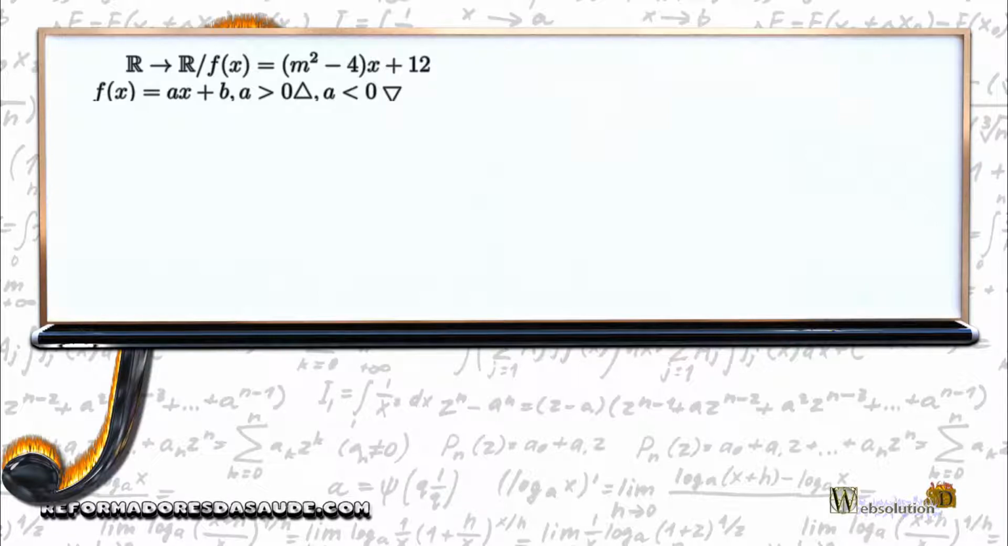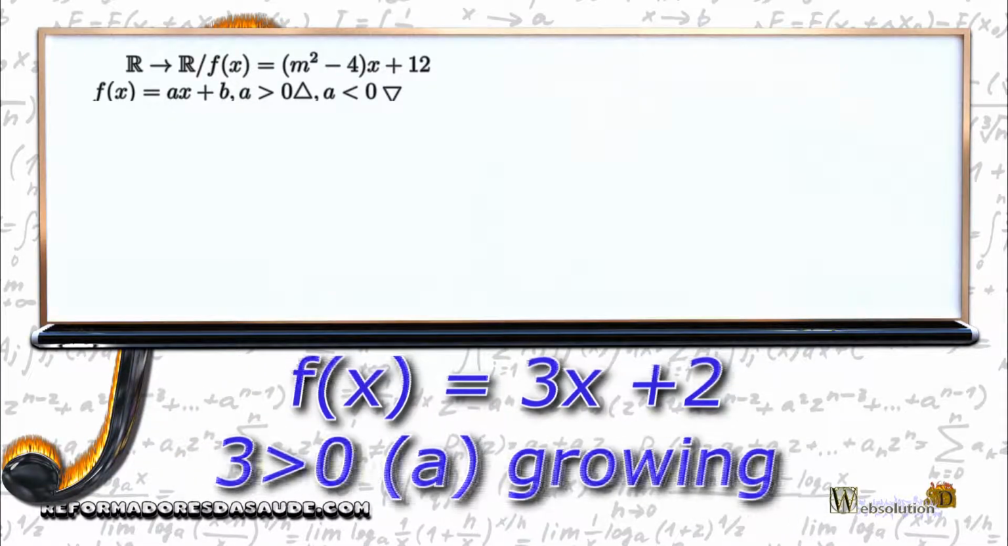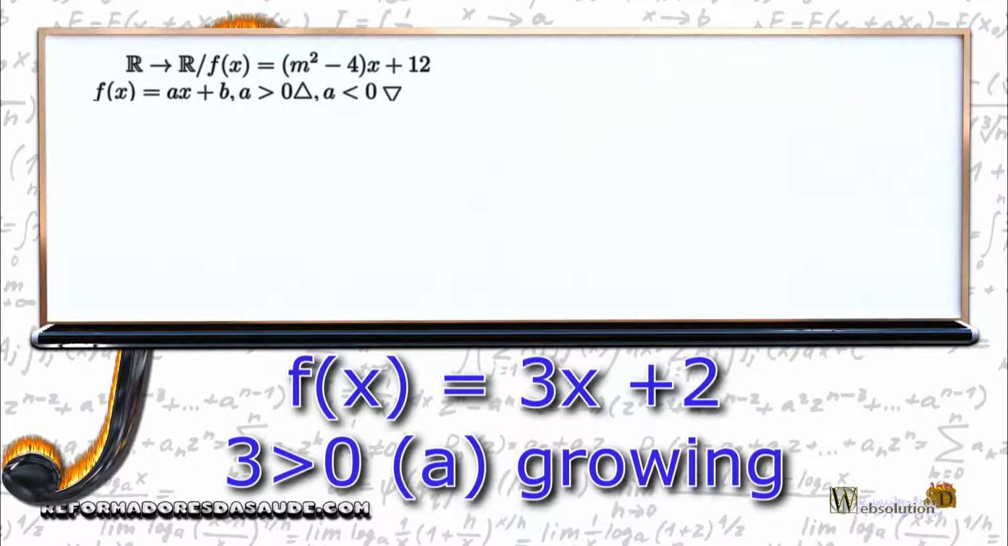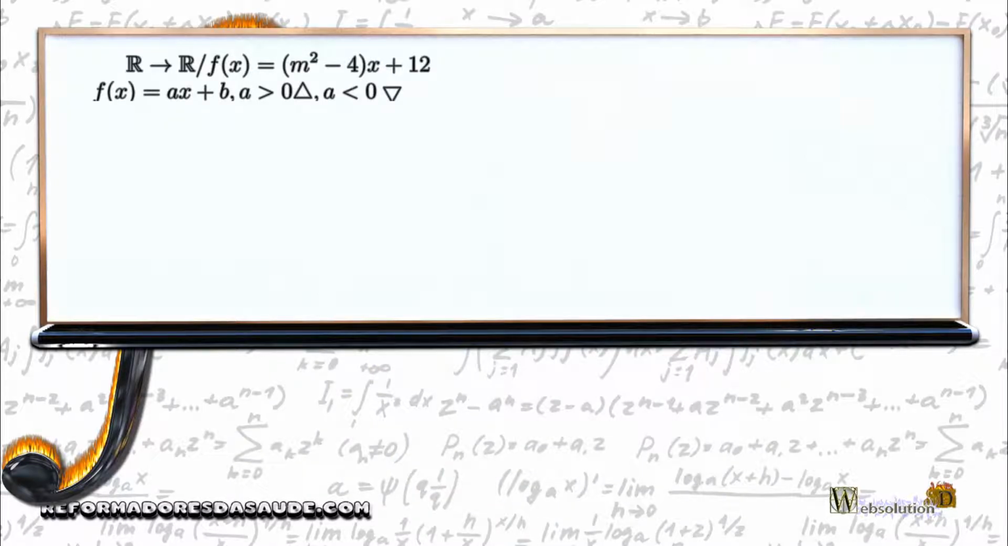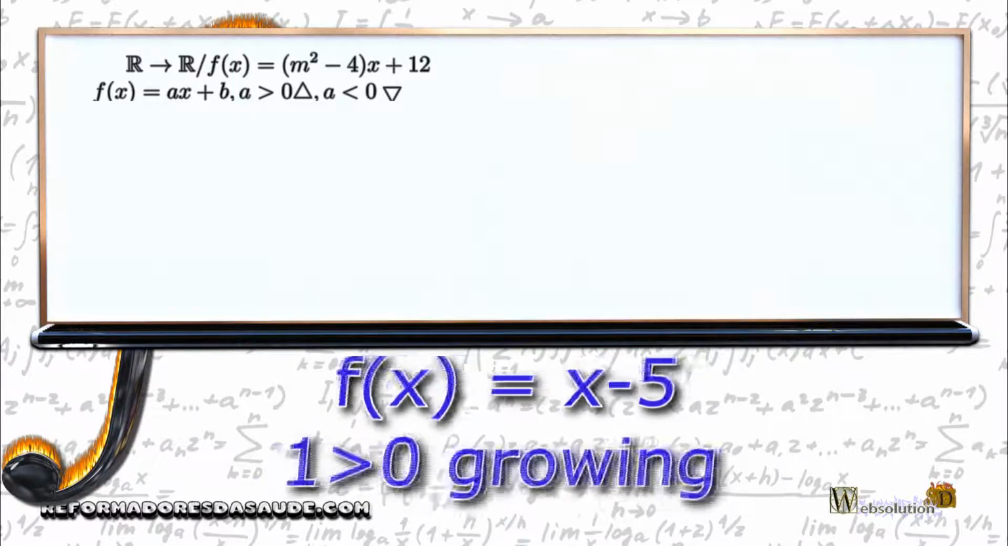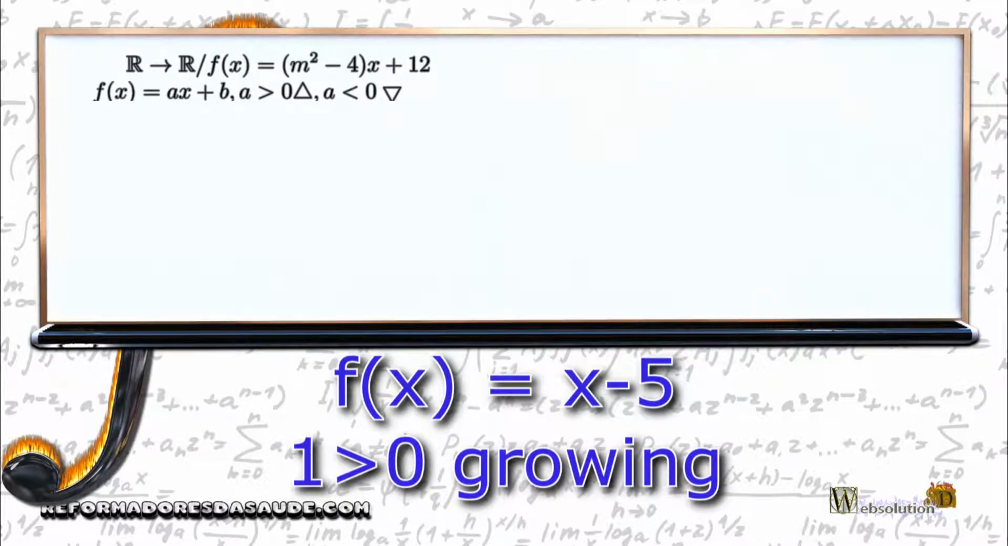Function f(x) equals 3x plus 2, so a is equal to 3. If a is a positive number, then the function is increasing. Function f(x) equal to x minus 5, then a is equal to 1. If a is a positive number, then the function is increasing. Function f(x) equal to 3 over 2 x minus 4, then a is equal to 3 over 2. If a is a positive number, then the function is increasing.